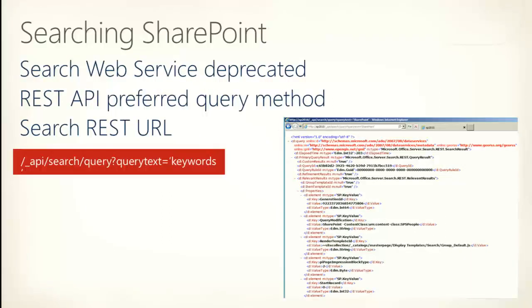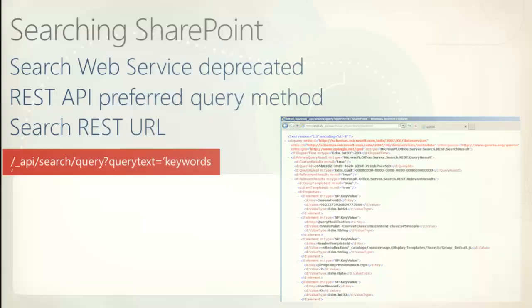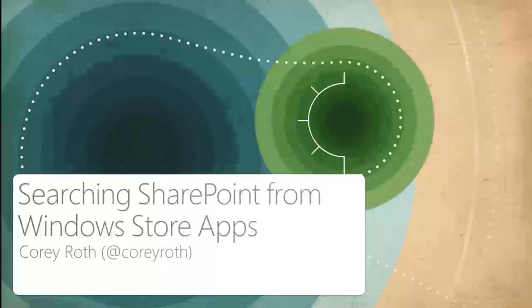The search SharePoint web service is deprecated, so again, you shouldn't be using those anymore. And the URL is _api/search/query, and then the first parameter is querytext, and the key part is including things in single quotes, which I apparently messed up on my slide. One of them got cut off. And you put your keywords in single quotes. Otherwise, don't use double quotes, it won't work. So let's look at how we can add search to our application.